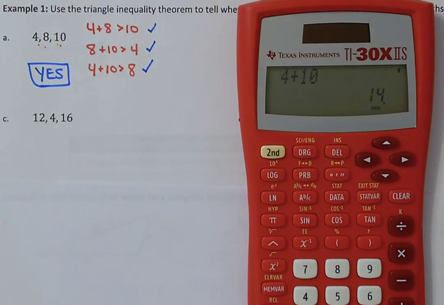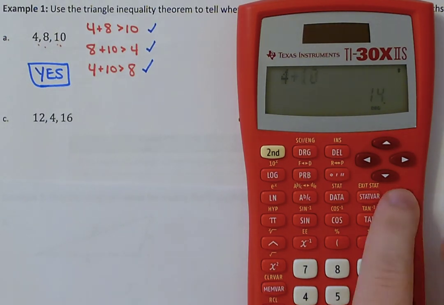And that is how you're going to go through and do example 1. So if they ever give you 3 side lengths and they want you to determine if they would form a triangle, you're going to go through and add 2 of the side lengths and determine if it's greater than the third.